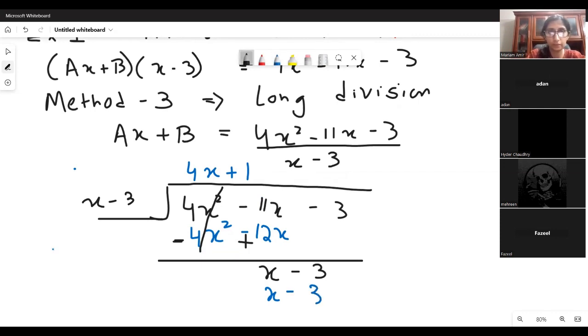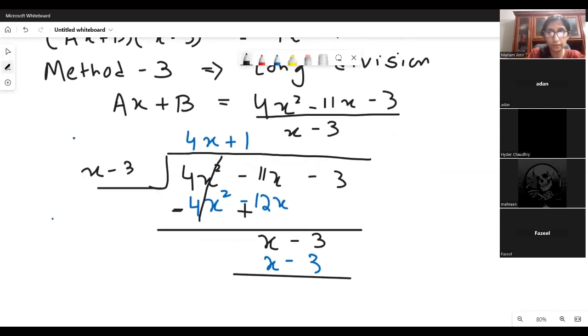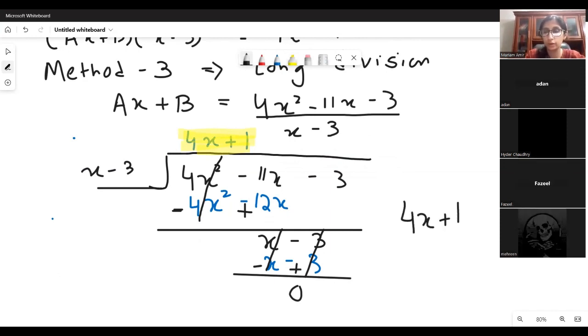And then the next step is changing the signs of the lower term. So that would be minus here and plus here. And when you add these, both the terms get cancelled and you get a 0. So remainder is 0. And the answer of division is right here. The quotient, which is 4x plus 1. And that is supposed to be equal to ax plus b. So hence a is 4 and b is 1.